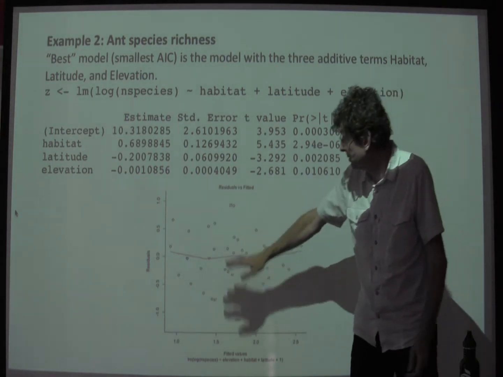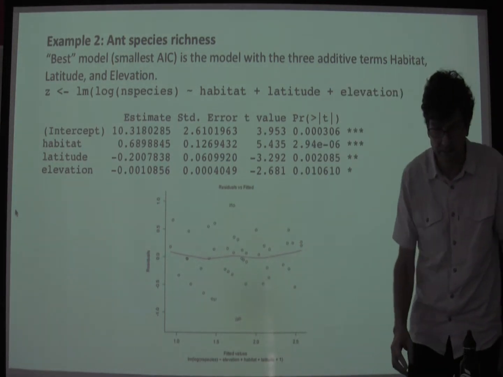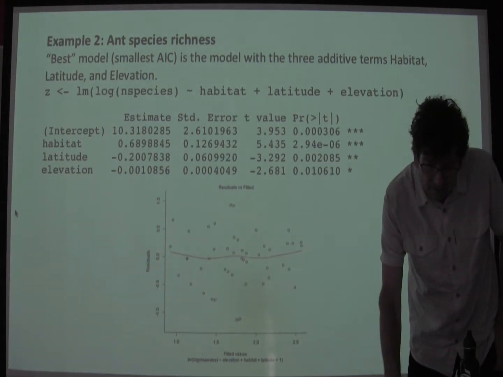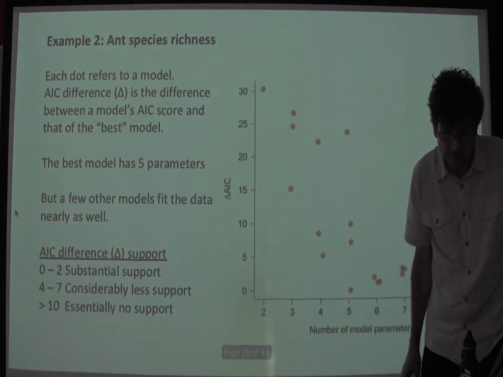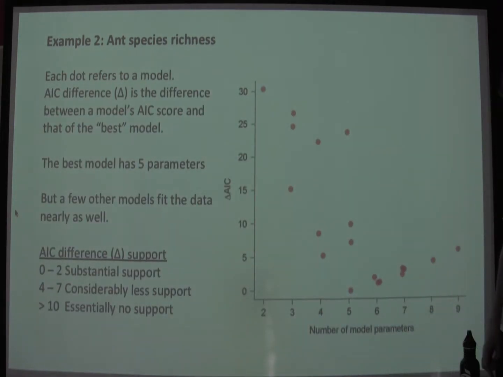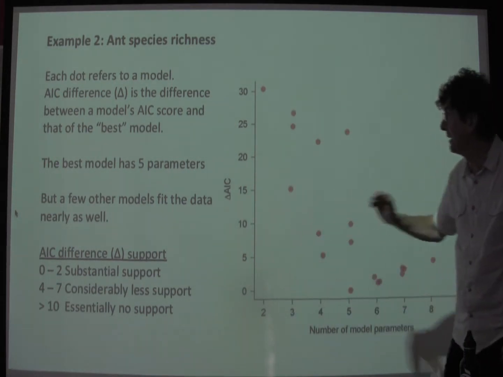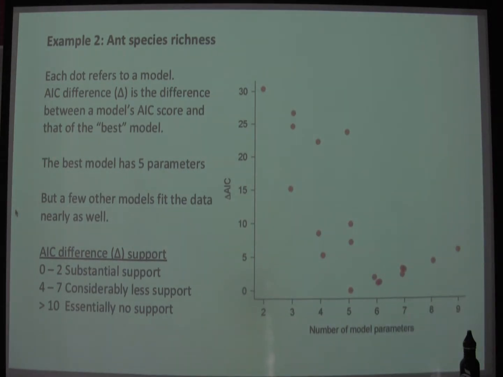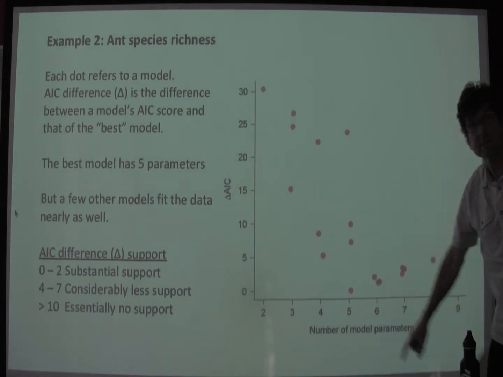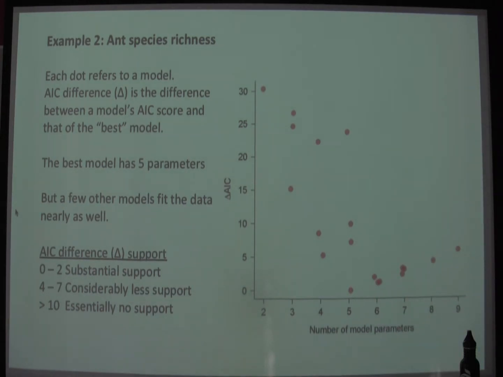This is just the residuals versus the fitted values to show you that the fit to assumptions is reasonably good. So here's another way of looking at the results. Here's the plot of delta AIC against the number of model parameters. And the best model is this one here with 5 parameters.